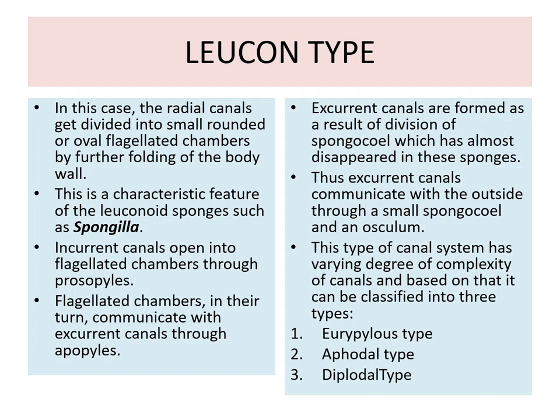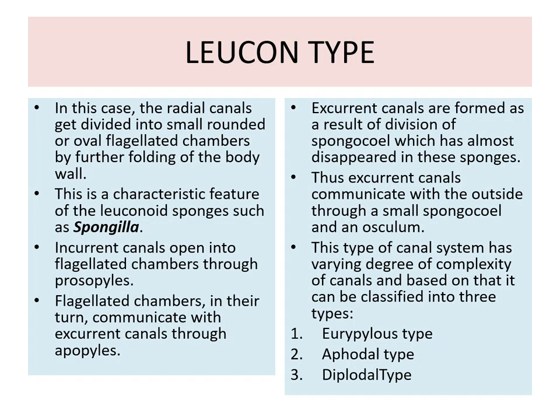The flagellated chambers, in their turn, communicate with the excurrent canal through the apopyle. The excurrent canals are formed as a result of division of spongocele, which almost disappeared in these sponges. Thus, the excurrent canals communicate with the outside through the small spongocele and the osculum.